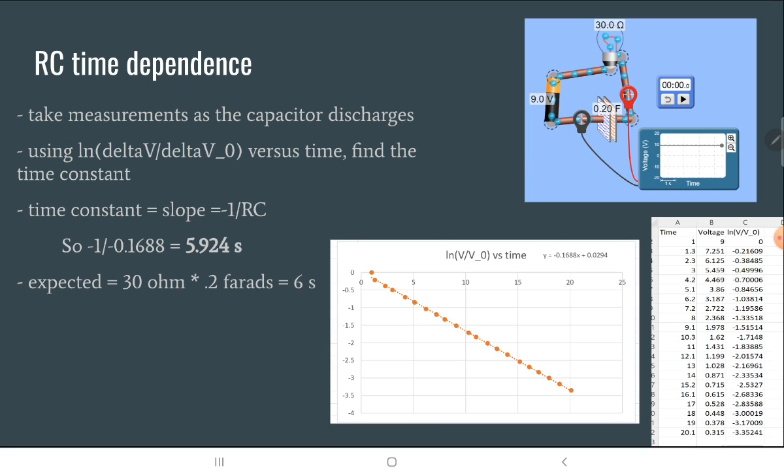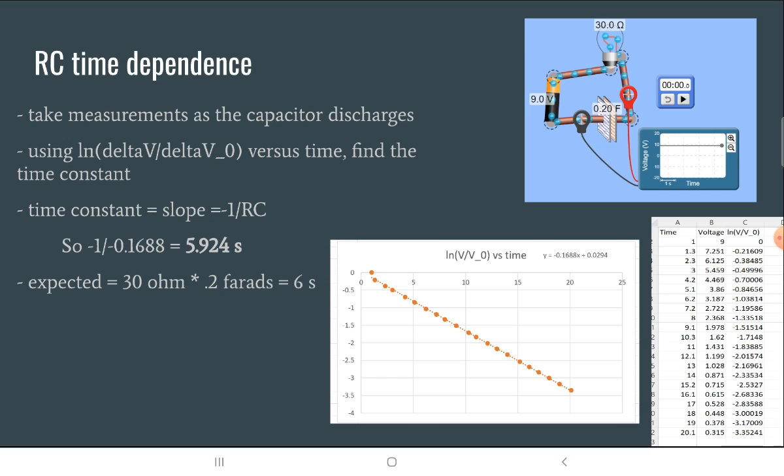Next, we took measurements as the capacitor discharged. So using the proof that was shown in the lab document, we know that the ln of the voltage divided by the initial voltage versus time gives us the time constant. So the time constant is just going to be equal to the negative inverse of the slope, which is -1 over RC. So we can solve for the slope and see that it's 5.924, and that's going to be in seconds.